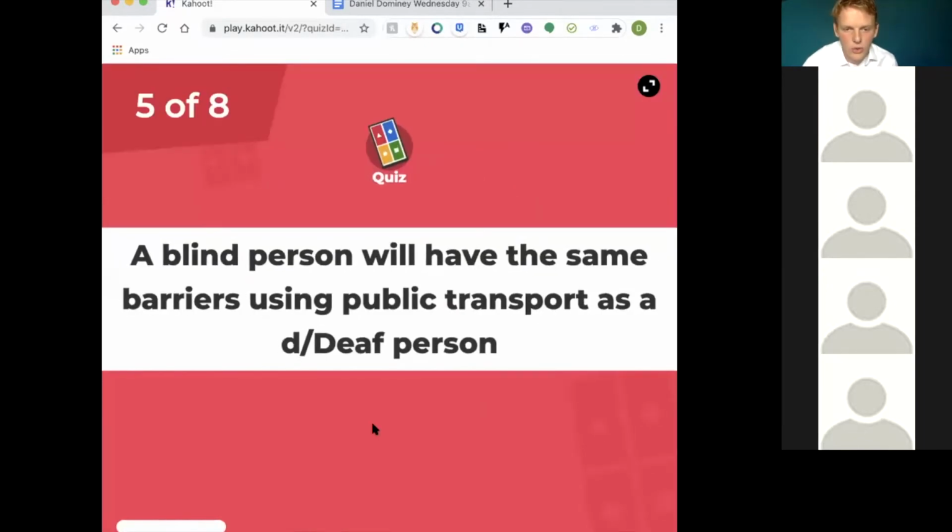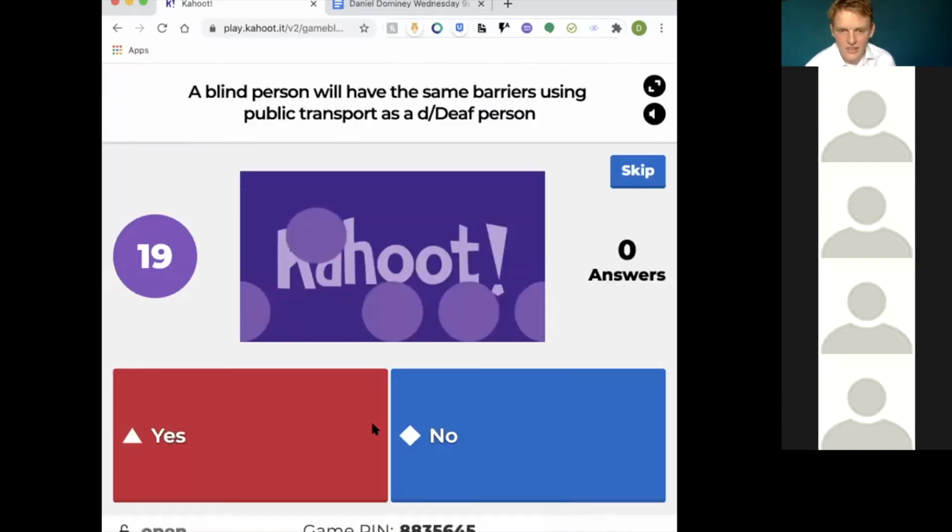Right. So we've got 3 more questions here. There's a 50-50 split, so it should be 1 in 2.